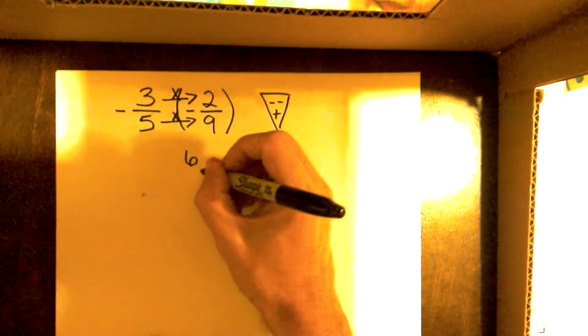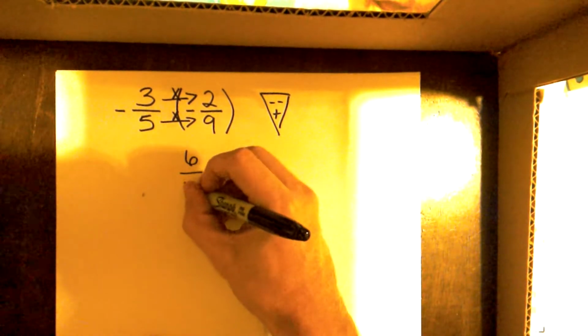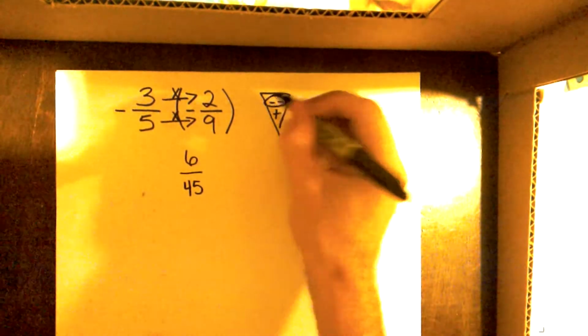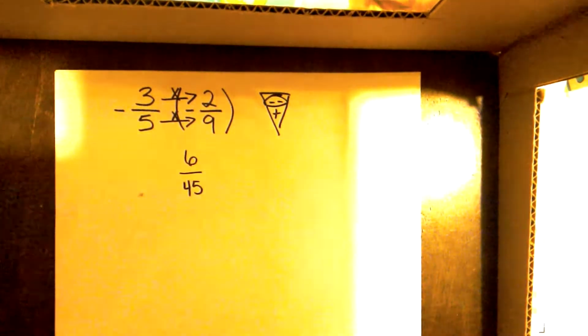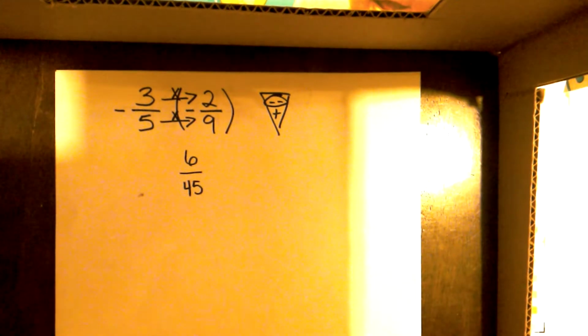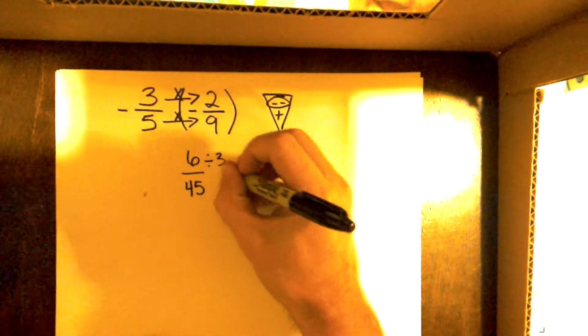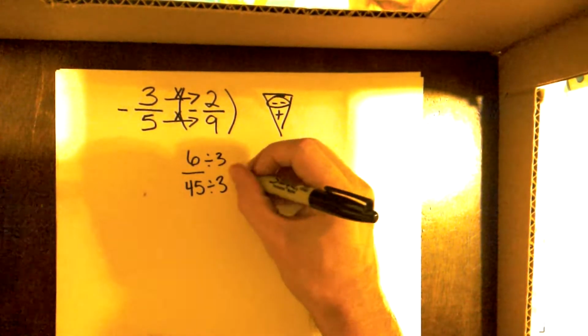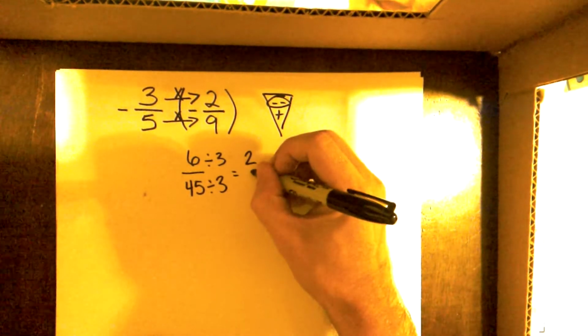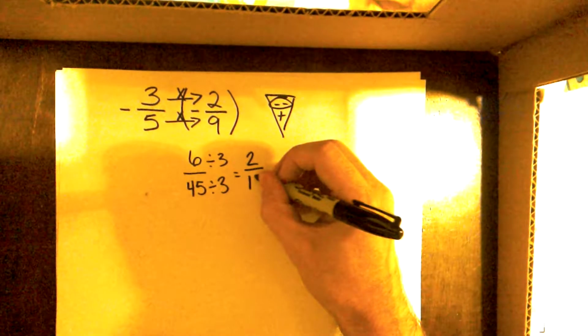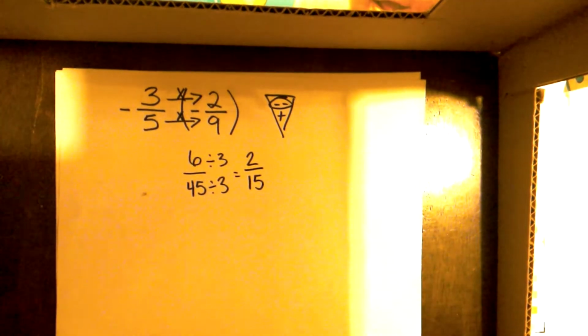So I got 6 over 45. And I know that a negative times a negative will equal a positive. I know that I need to reduce this. Divide by 3, divide by 3, and I will have 2 over 15. There's my answer.